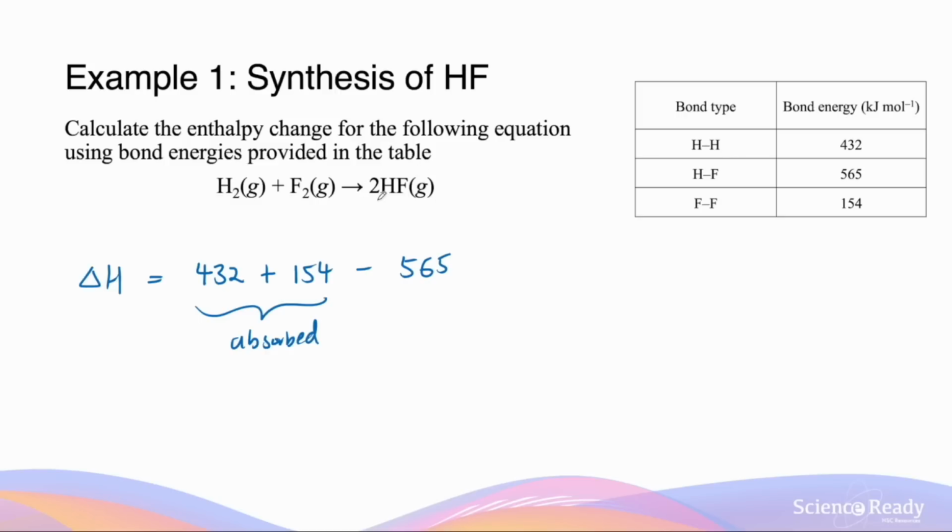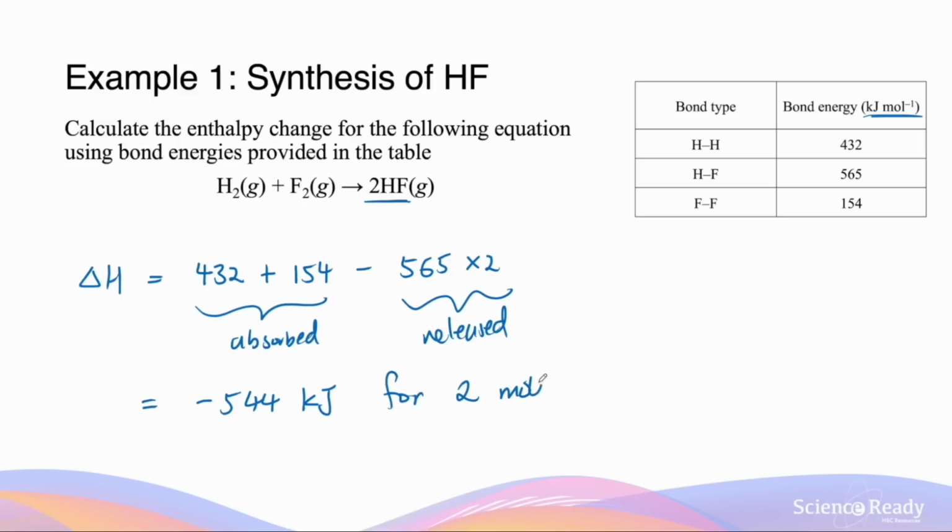But because this is per mole, we'll need to times this value by 2 because we'll be forming 2 of these molecules. So this is the energy that will be released during the chemical reaction. Let's find the difference. This gives minus 544 kilojoules of energy. And this is for 2 moles of hydrogen fluoride molecules formed or produced. This is simply the enthalpy change of this given reaction.